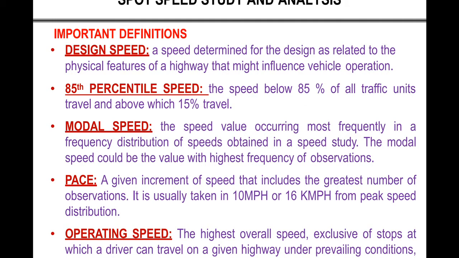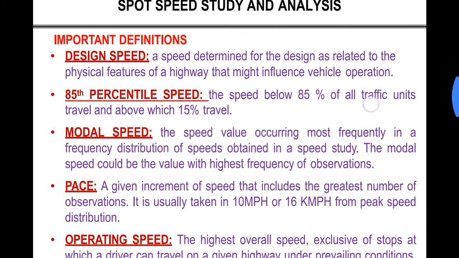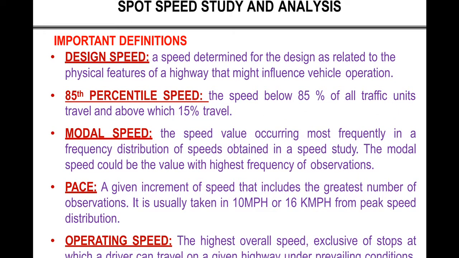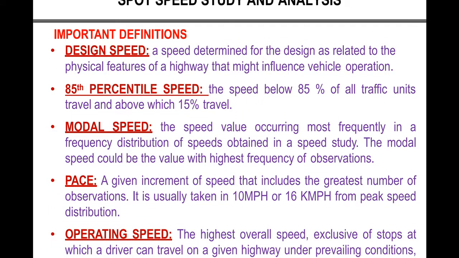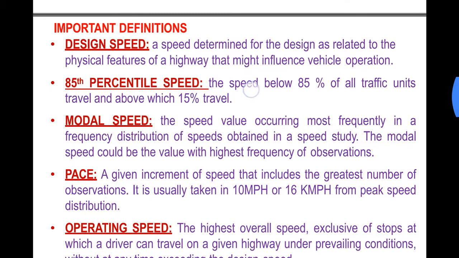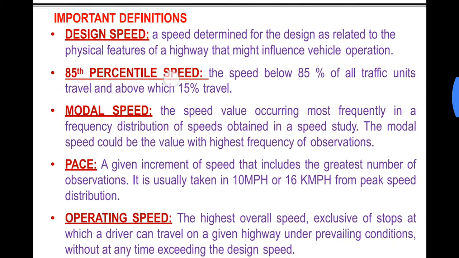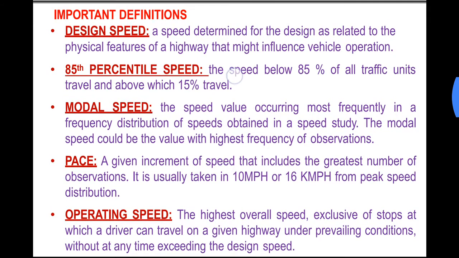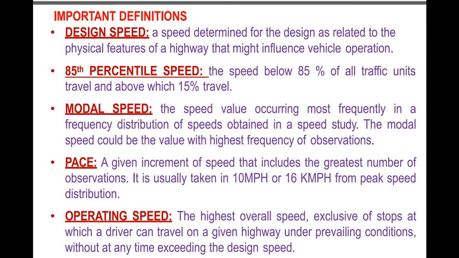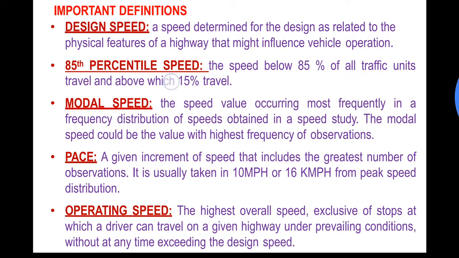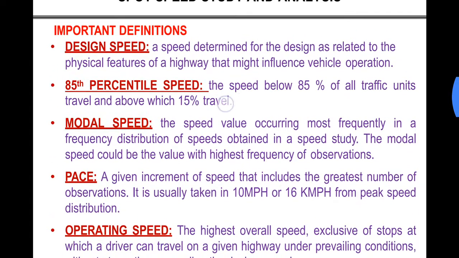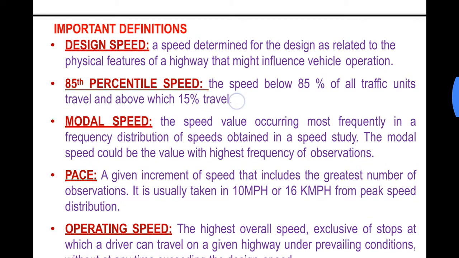85th percentile speed. The speed below which 85% of all traffic units travel, and above which only 15% travel. Okay. So if you consider this speed as, for example, 90 kmph, then of the total traffic, if it is 100%, 85% of the traffic will be traveling at a speed less than 90 kmph, and only 15% would be traveling at a higher speed than 90 kmph. Okay.